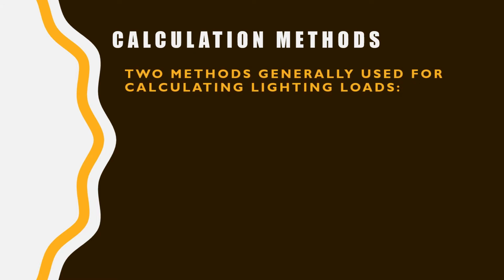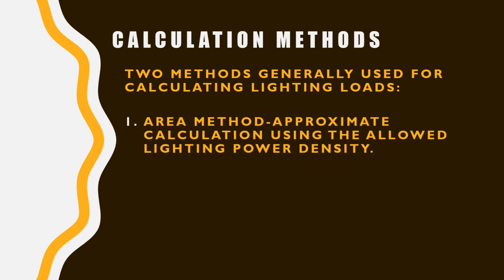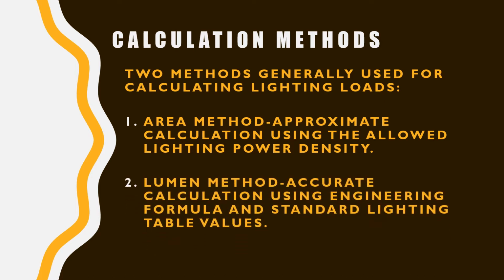There are two methods generally used for calculating lighting loads. One is the area method. This is an approximate calculation using the allowed lighting power density, as I mentioned in the table used by IES and by other books and the NEC. And number two is the lumen method. This is the accurate calculation using engineering formula and standard lighting table values.